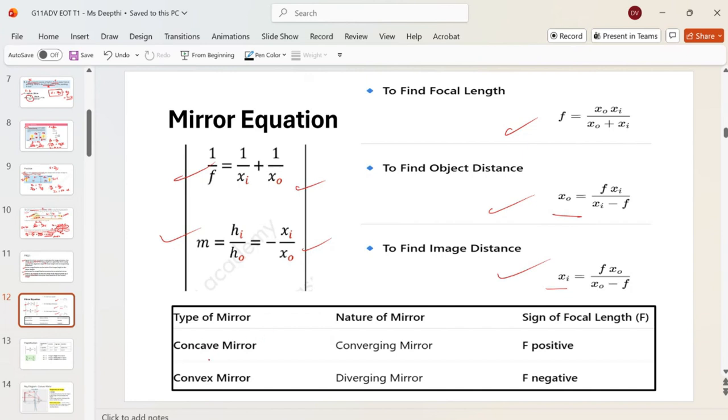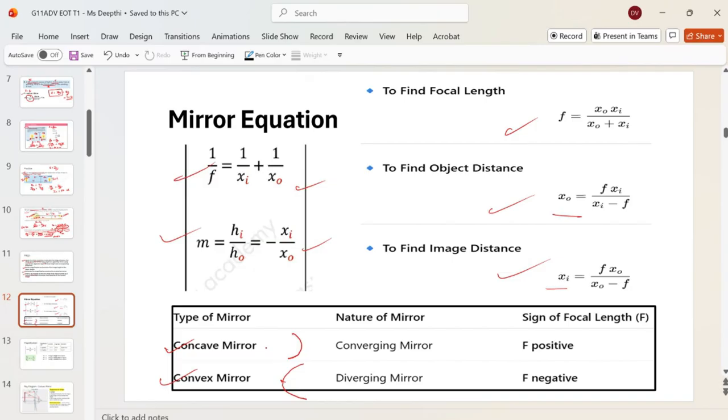But make sure that when you are doing problems about mirror, there are 2 types of mirrors, concave mirror and convex mirror. The one that is bulged inside is the concave mirror, and the one which is bulged in the middle, that's called the convex mirror.